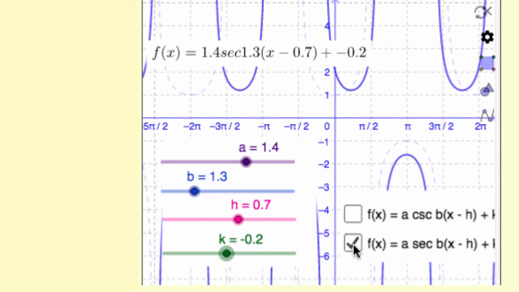So that's what you're going to be doing. You're just working on transformations and identifying domain and range. And that's the big picture.